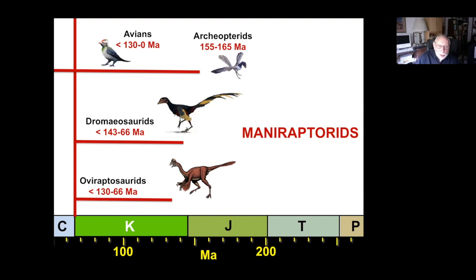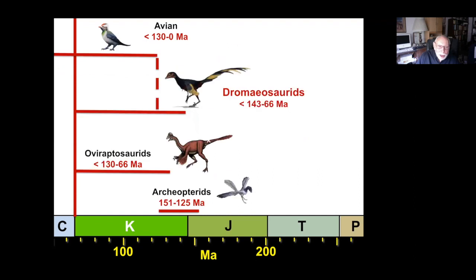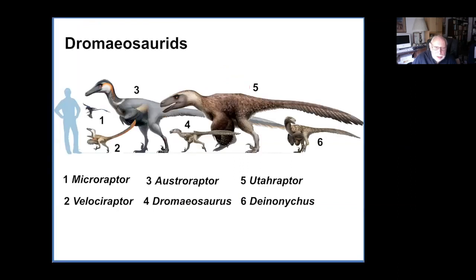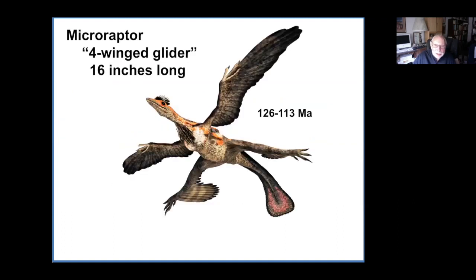But there's a whole group of paleontologists that think they would not come from the Archaeopterids. The Archaeopterids were a group that existed on their own, and the avians actually were derived from the dromaeosaurids, which is another of the groups of the Maniraptorid. And dromaeosaurids have some really interesting animals that lived in this particular group. There was Microraptor, which was probably a glider, but it had four wings, used its hind legs as wings.